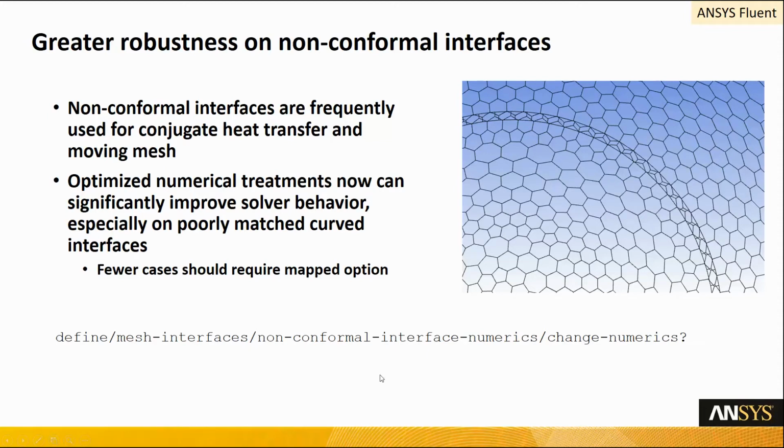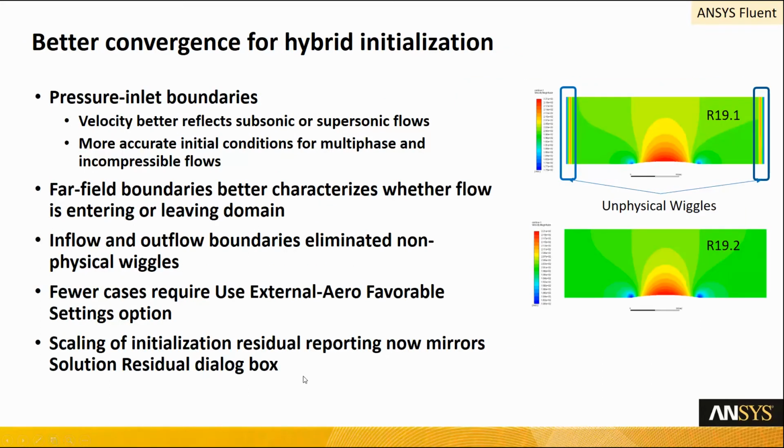There's work done to improve the robustness of non-conformal interfaces, making it less likely that you would have to use the mapped option now. Better convergence and setup for hybrid initialization. So when you've got different boundary conditions, you need to extract information from them to do this setup. That's being done better now. And also some of the warts that you had before, like this wiggle at an exit boundary, have been removed. So you're getting a much cleaner start to your solution.